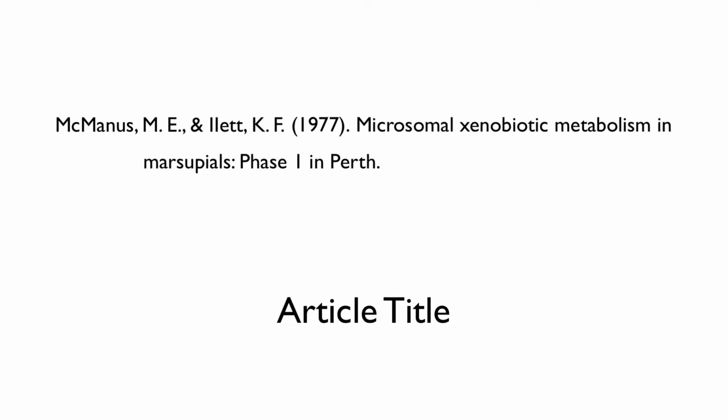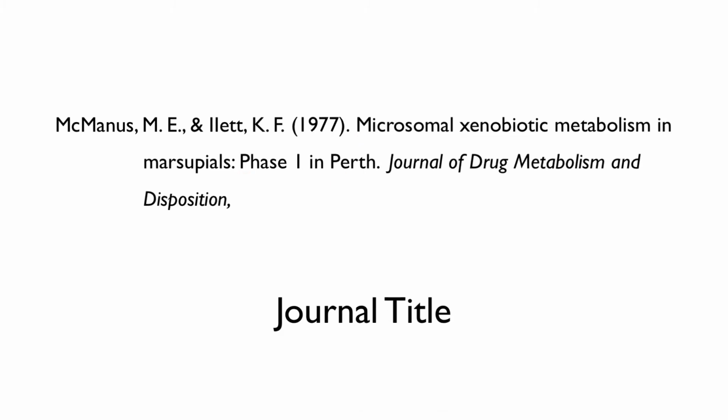Start with the author or author's surname and the initials of their given names, then put the year of publication in parentheses. After that, write the title of the article. Only capitalize the first word of the article title, the first word after a colon, and any proper nouns. Then write the name of the journal in italics, with all major words capitalized.